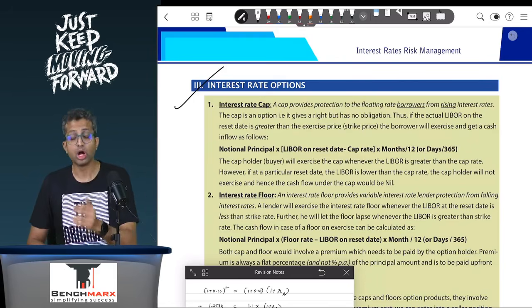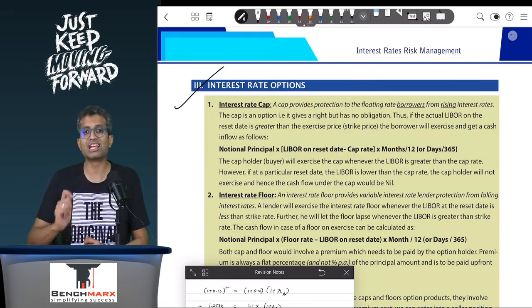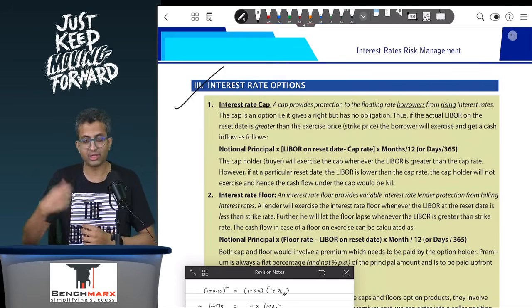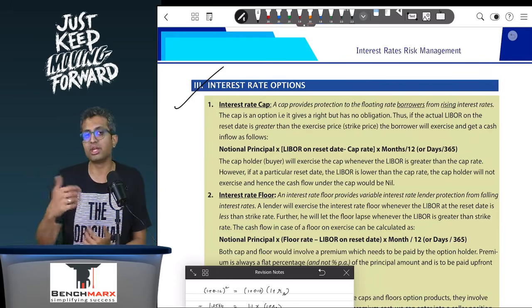Then what is a floor? A floor is something which protects a floating rate lender. As a lender, I'm worried that I've invested in a floating rate bond, but what if the rates of interest fall?